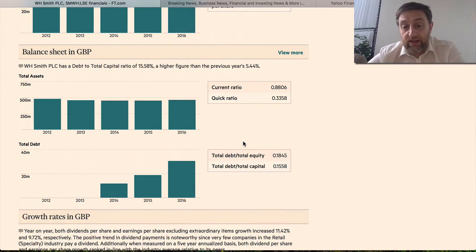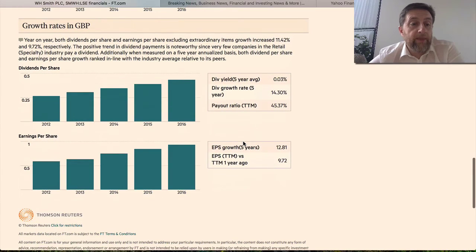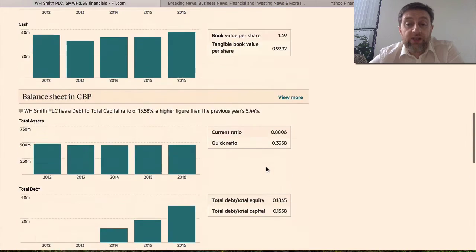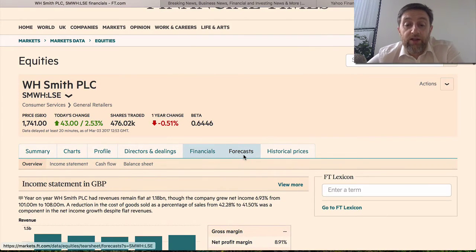Now I'm just looking at that, and that's the conclusion that I'm coming to. Dividends have been growing, earnings per share has been growing. So this is a company that is performing well. Let's look at the forecast.